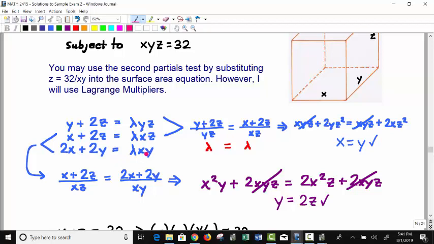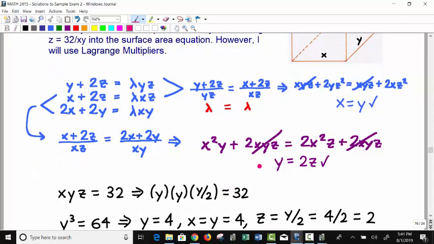So once again, I'm setting lambda equals lambda by dividing both sides. Divide this one by xz and get this, and divide 2x plus 2y by xy, cross multiply. You see they both have a 2xyz, which can be canceled. And the x squared can also be canceled. So you're looking at y equals 2z.